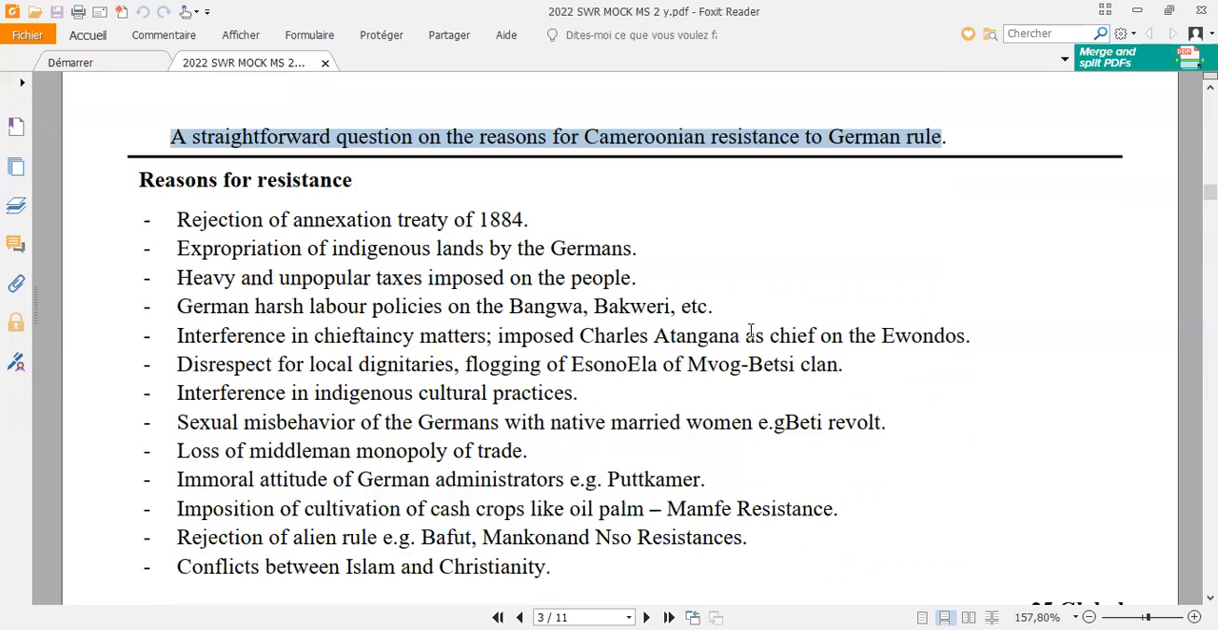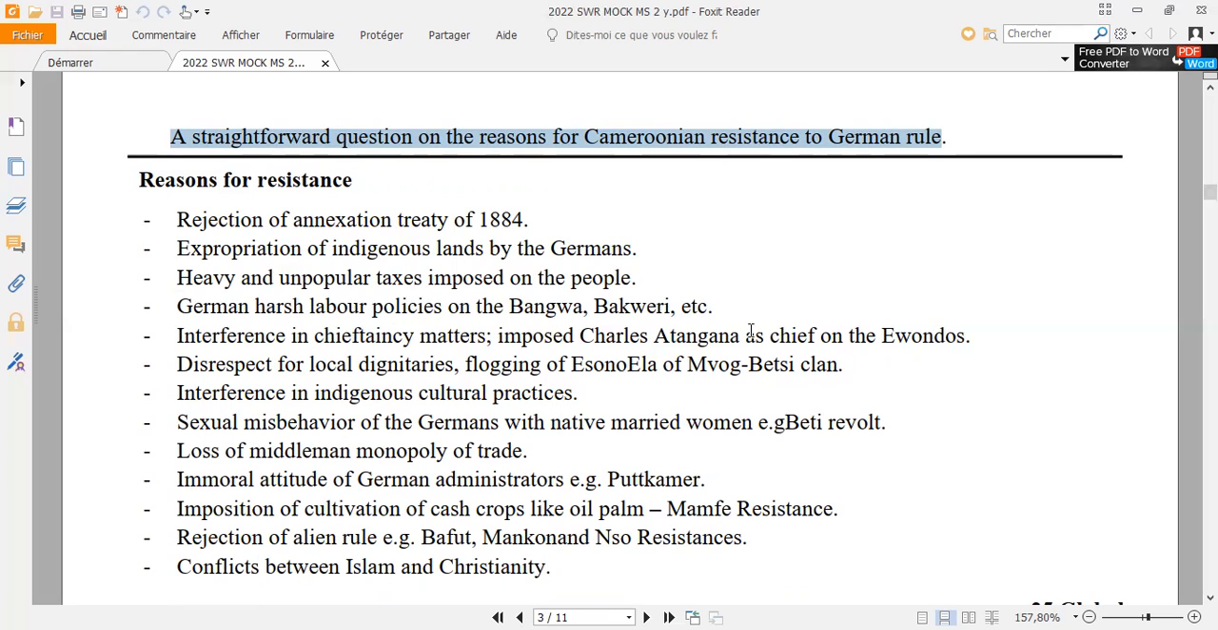For example, the reasons for the resistance: you had rejection of the annexation treaty of 1884 signed between the Douala kings and the German ruler. You have the seizure of indigenous land by the Germans. You have heavy and unpopular taxes imposed on the people. You have the harsh German labor policy, which pushed the Bakweri tribe to resist them. You have interference in chieftaincy matters, for example, imposing Charles Atangana as a chief on the Ewondo.